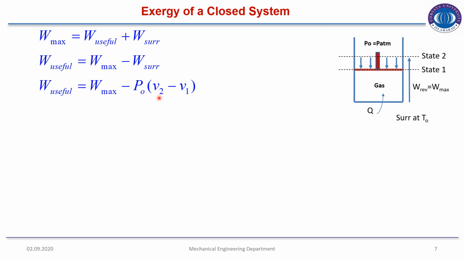So here the volume will increase from state 1 to state 2, so there will be an increase in the volume. The final volume is V2 and the initial volume is V1. So the increase in the volume multiplied by the pressure, that is the atmospheric pressure, is equal to the work done by the surrounding.